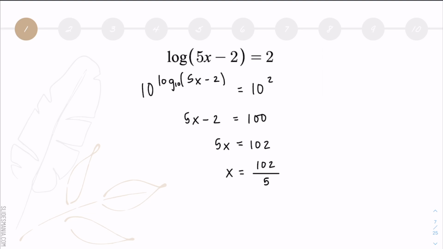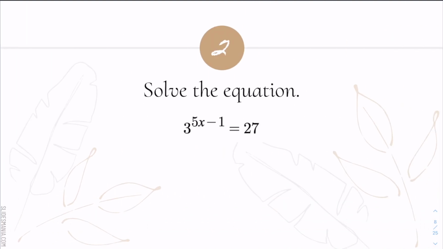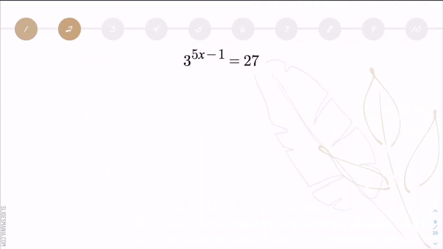Our next equation, we have an exponential equation, 3 raised to the power of 5x minus 1 equals 27. Now, there are a couple of ways to approach this problem. You might go ahead and recognize, oh, 27 is just 3 cubed. And if you recognize that, then go ahead and rewrite 27 as 3 cubed.